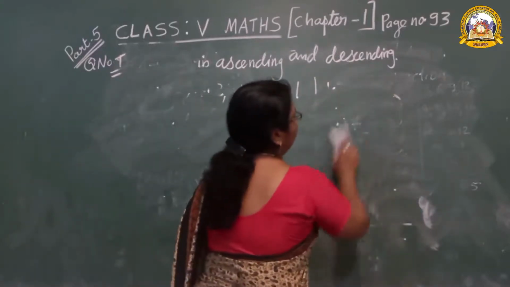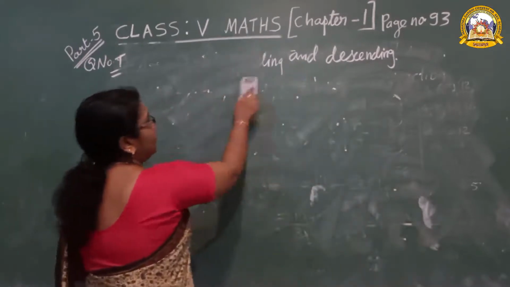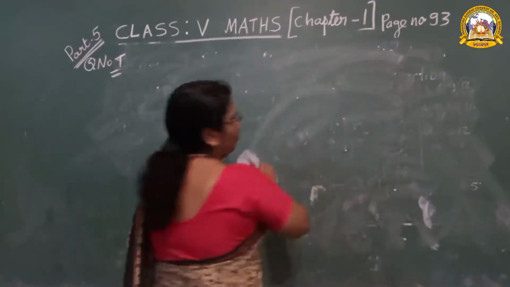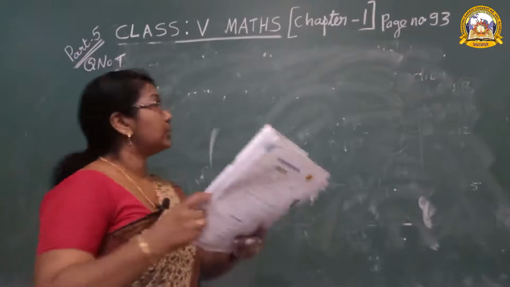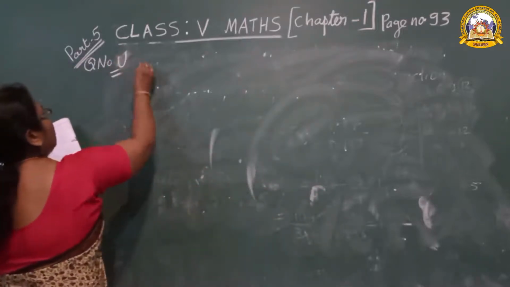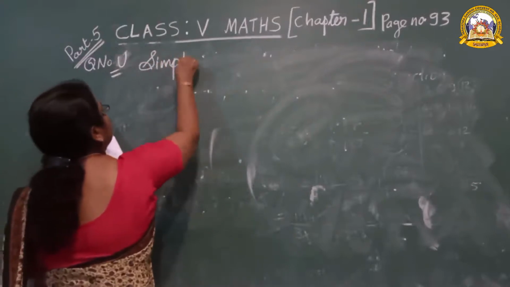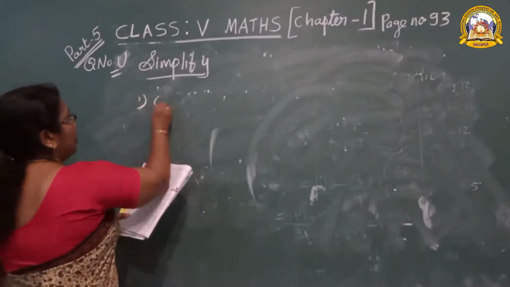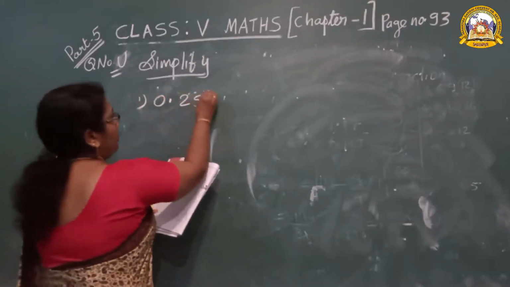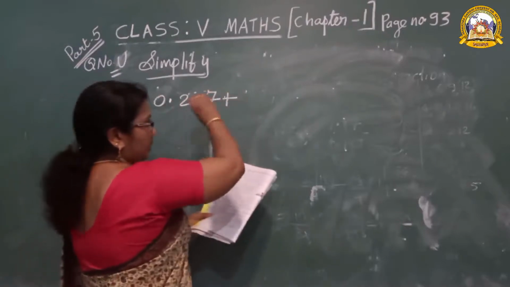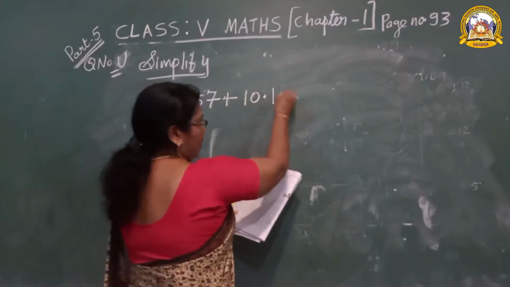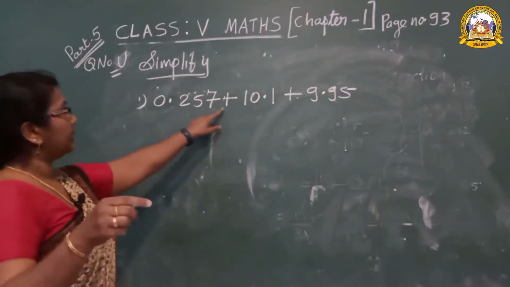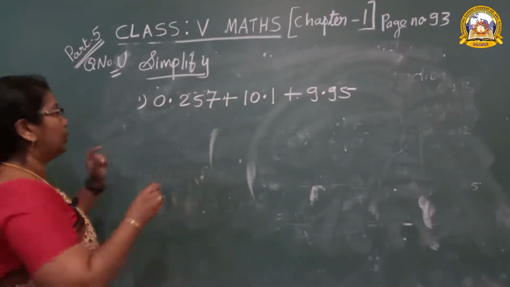Now I am going to give one more. Now what is left, students? Yes, addition and subtraction is left. Now look here, copy. 3-4 questions are given. Question number U, simplify. First one: 0.257 plus 10.1 plus 9.95. What is the sign written there? Plus sign. So these three numbers you have to write here.